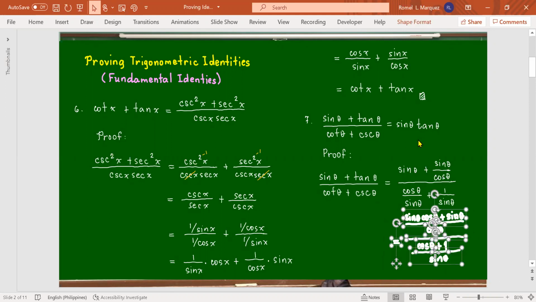So take note of this right side. This is what we want: sine theta, tangent theta. So how do we divide? When we divide, we multiply this numerator by what? By the reciprocal of the denominator. Okay? So the numerator is sine theta.